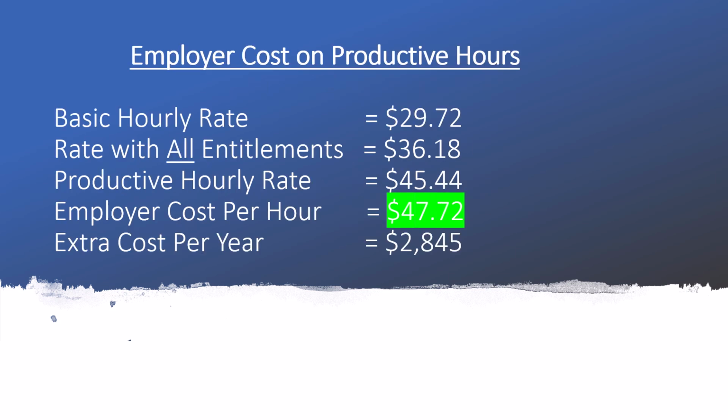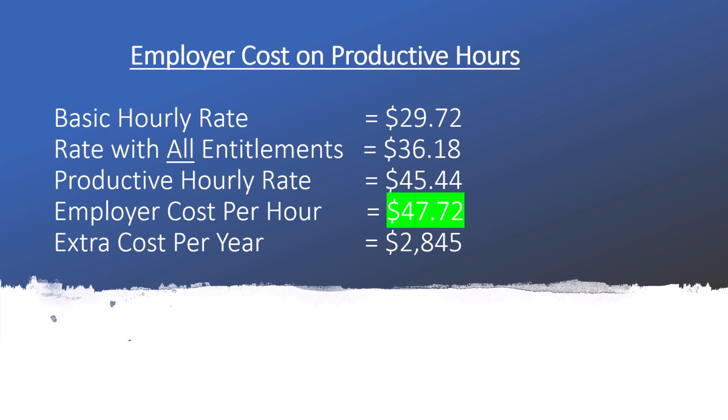So this is the final breakdown of all the costs. As you can see, the basic hourly rate is $29.72, but with all the entitlements, that means the employee working 260 days of the year or being employed, it works out at $36.18 per hour. Or if you work it out on the productive hourly rate, which is 207 days of the year, it's worth $45.44 to them per hour.